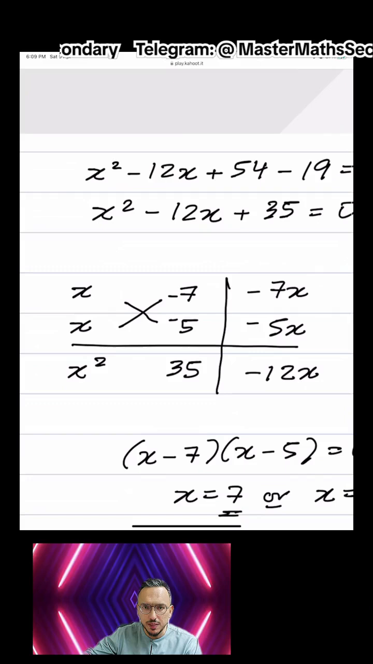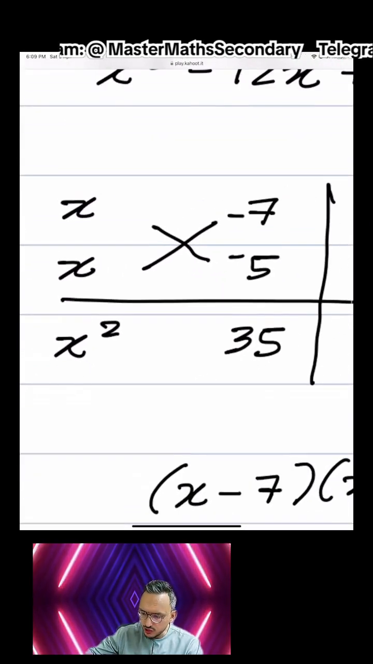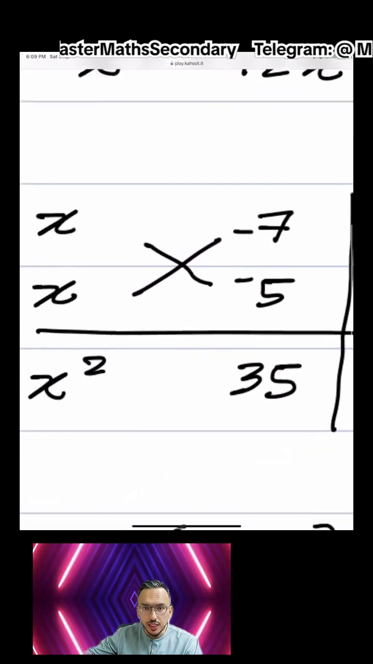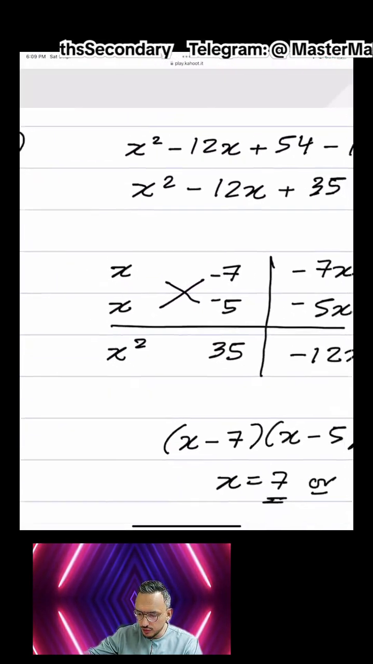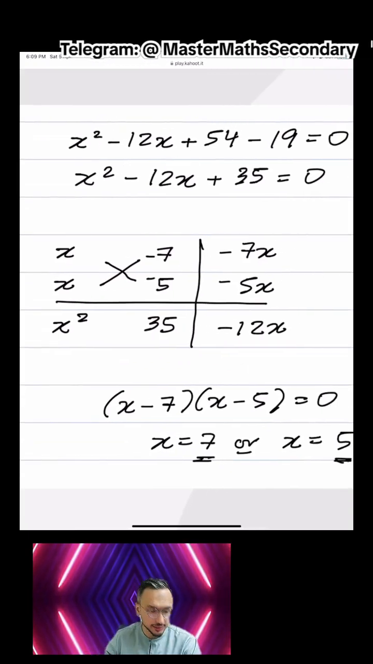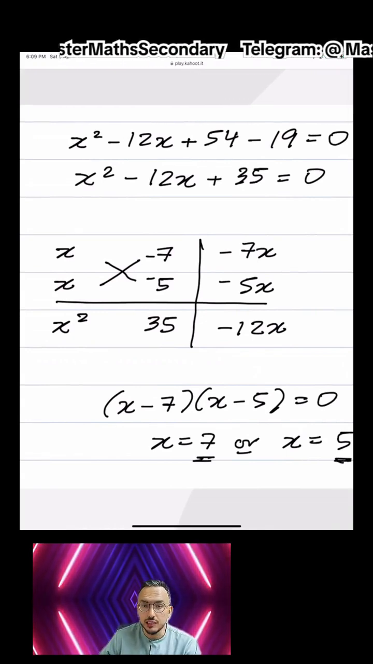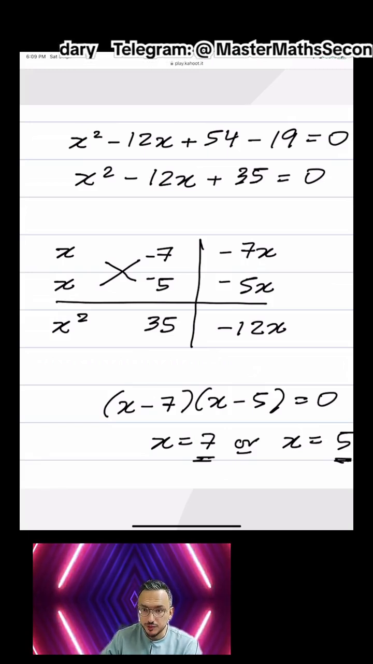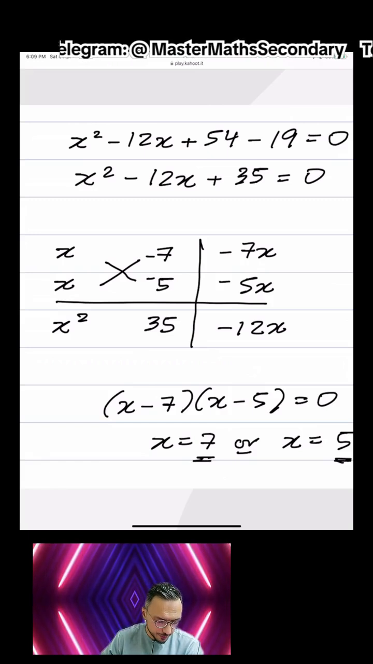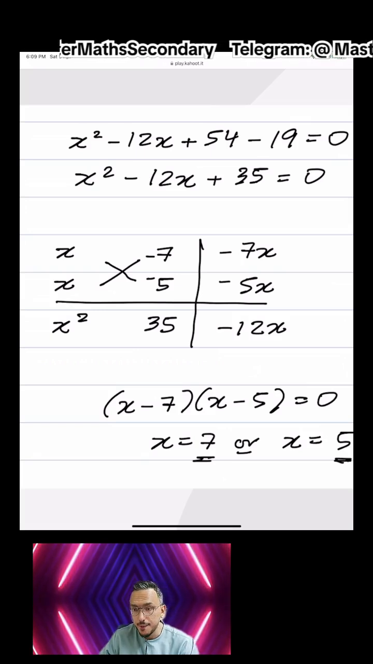So the cross method, this is your first term, this is your third term. You break it down into its factors. So x squared you break it down into x and x. 35 you break it down into 7 and 5. But not only 7 and 5, you make it minus 7 minus 5. Minus 7 minus 5. Why? Because you want to get minus 12x, you want to get negative 12x.